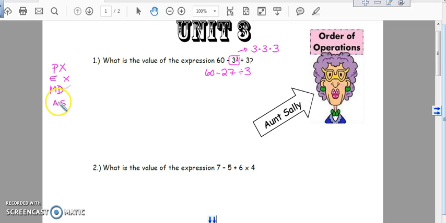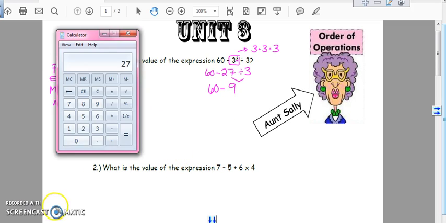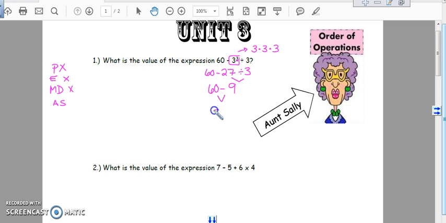No more exponents, multiplication or division. Yep. So I'm going to do the 27 divided by 3. That gives me 9. And then I have addition and subtraction. So 60 minus 9 gives me 51. So my answer for this is 51.